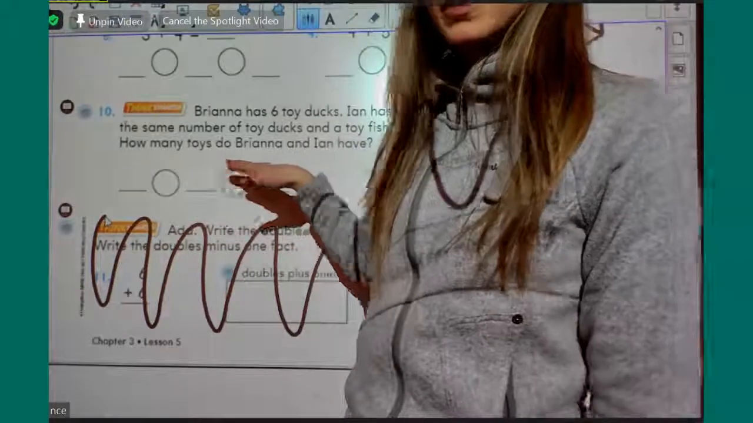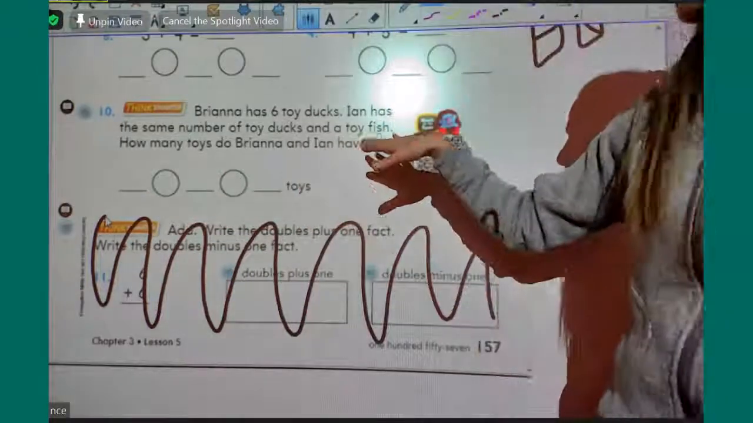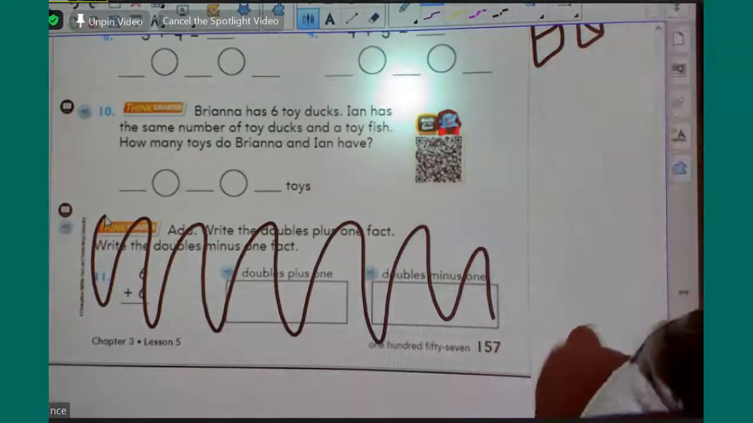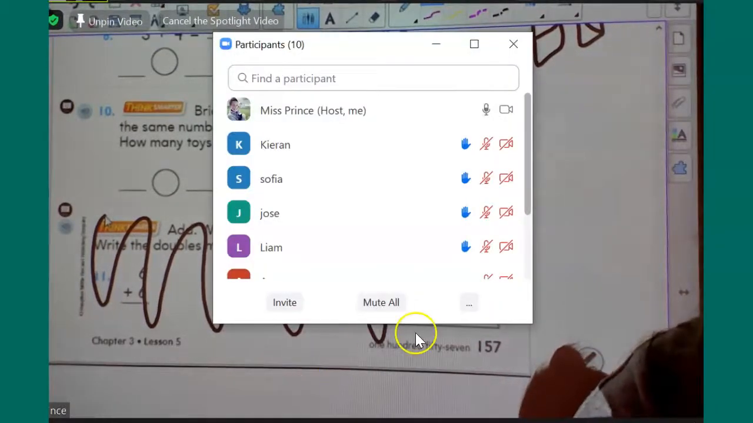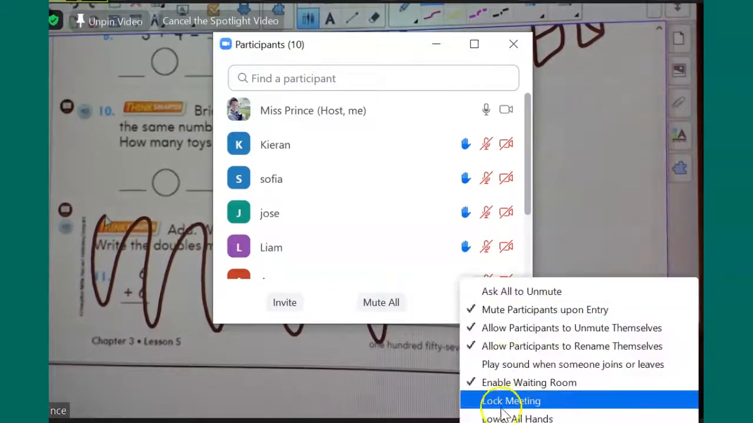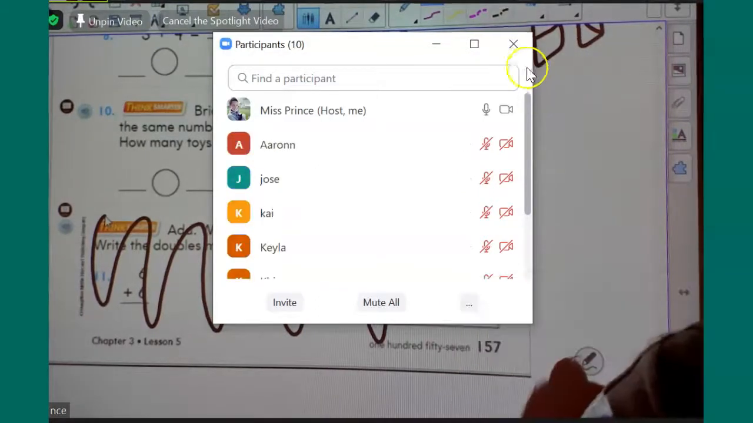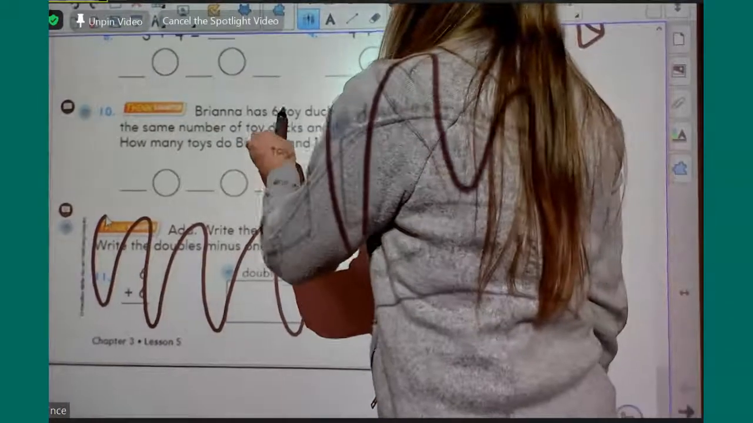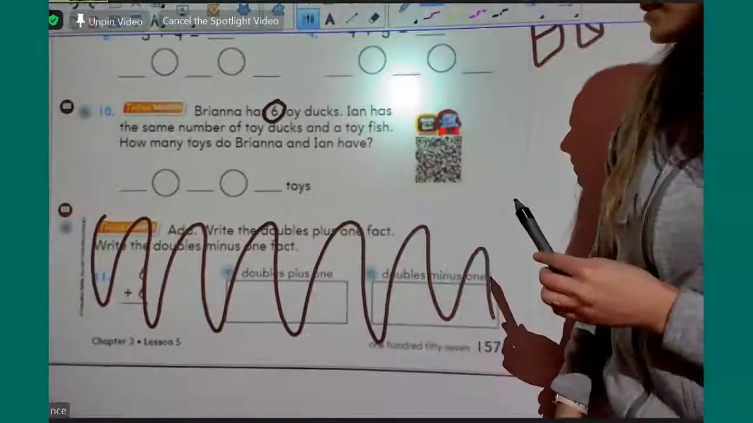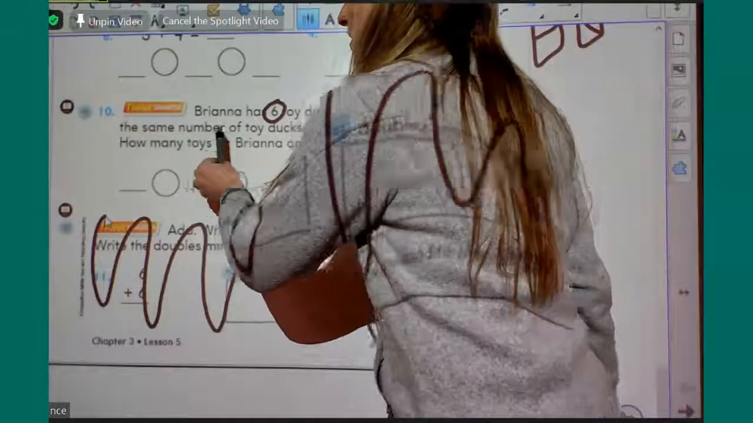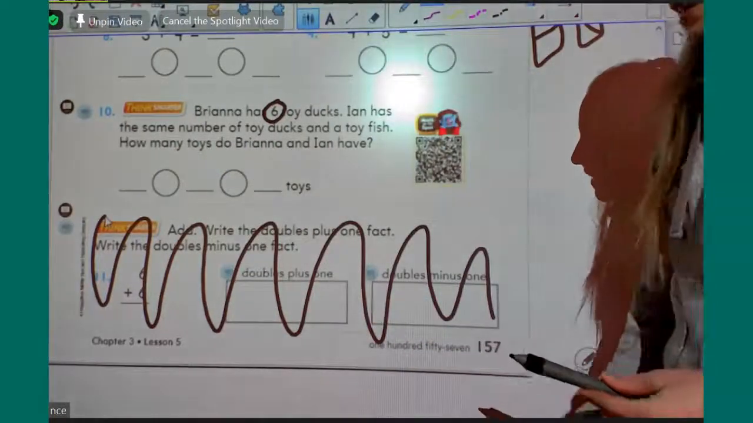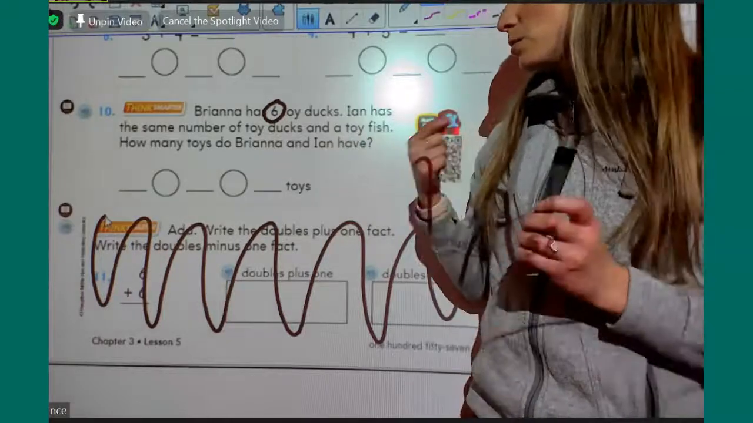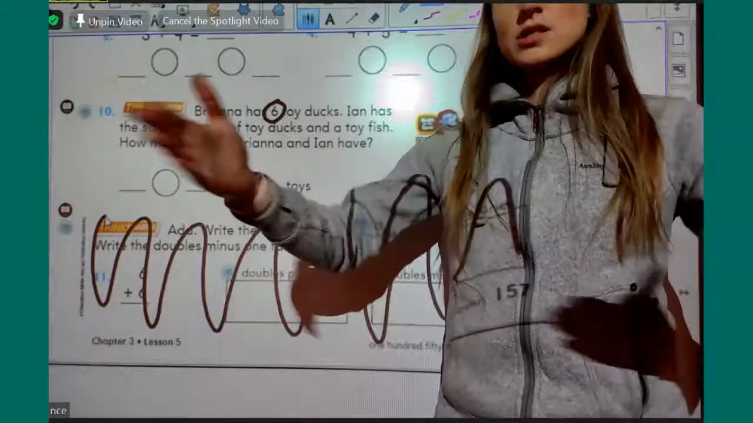But let's do this because they just did a problem on the Math on the Spot, and I think we can do it. So this is what I'm going to do. I'm going to put all hands down so everyone has a fresh start. And I'm going to read the problem. Brianna has 6 toy ducks. Ian has the same number of toy ducks and a toy fish. How many toys do Brianna and Ian have all together?